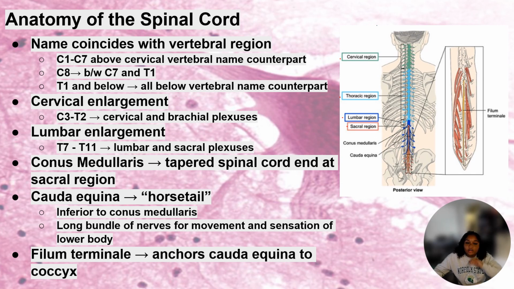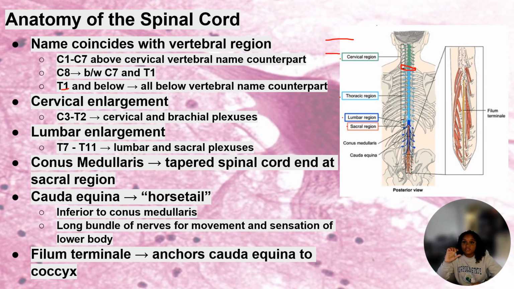C1 through C7 of your spinal cord are above the cervical vertebral named counterpart. So what that means is C1 is above your C1 vertebrae, and then C2 is above your C2 vertebrae. And then it keeps doing that all the way until it gets to C8, and that's what changes it. Because at around C8, which is right here, that's between C7, so it's below C7, but it's above T1. And because of that, from T1, your thoracic spinal cord, all the way down, every single name after that is below its vertebral counterpart.